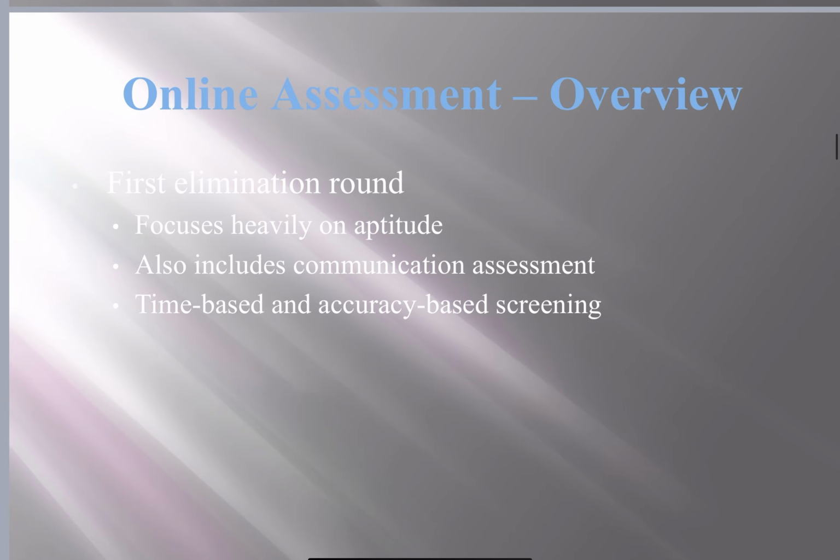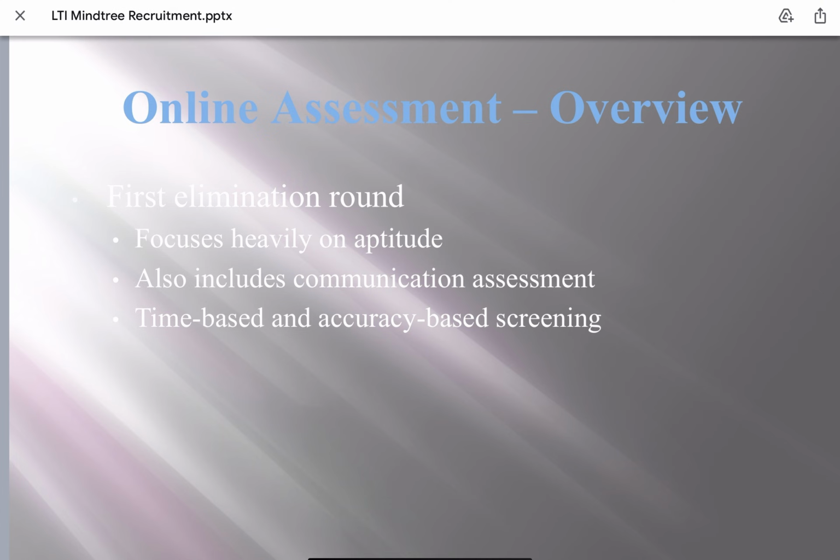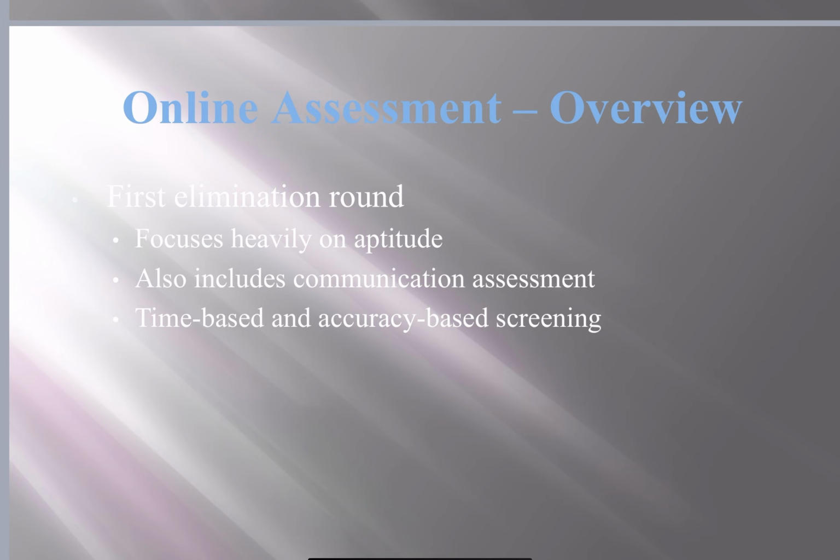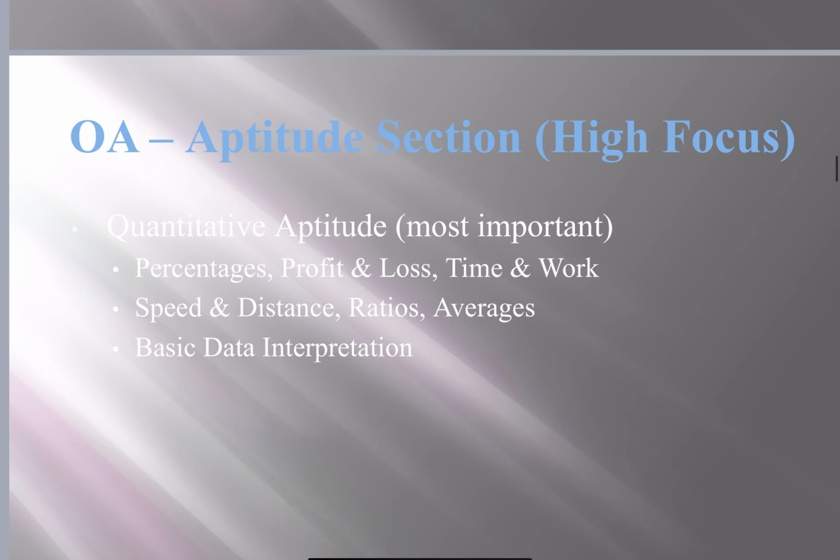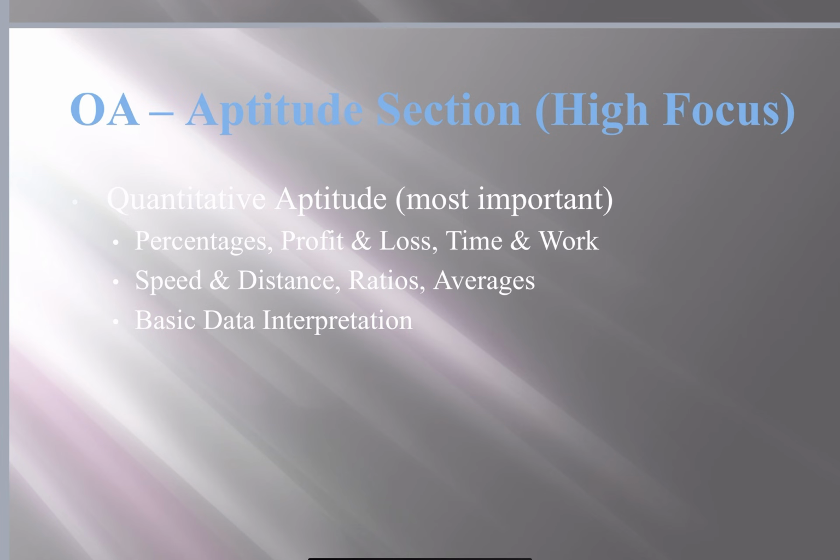Talking about the OA, it is the first elimination round. It focuses heavily on aptitude, also includes communication assessment, and time based and accuracy based screening. So the aptitude section is very highly important and students majorly ignore this part.